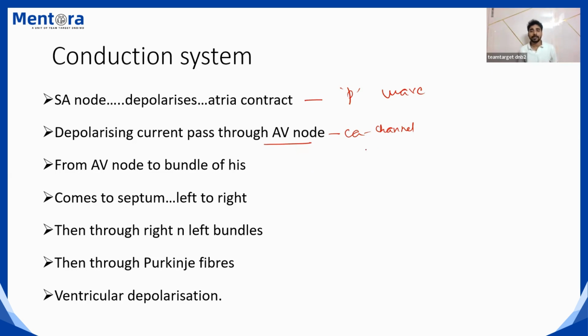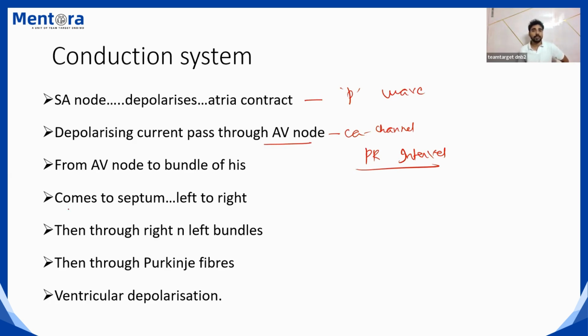Right. It is represented as the PR interval. That's it. Very important. So the depolarization current goes from the atria to the AV node, but the AV node conducts slowly because it is calcium channel mediated, and this delay is represented in the ECG as the PR interval. This AV node conduction is represented as the PR interval. That is why in first degree heart block, there is a delay in the AV node pathway, so there is a prolonged PR interval.